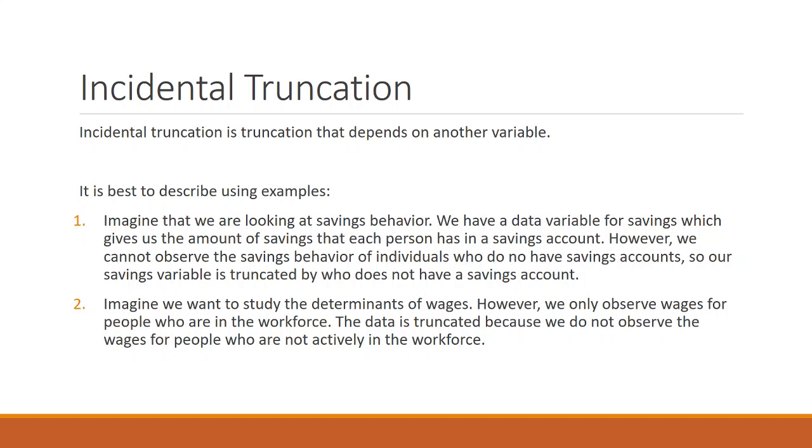With incidental truncation, we are missing variables, we're missing values, okay? And this truncation depends on some other variable. All right, again, let me use some examples to make this more clear. So two examples. One, going back to savings.